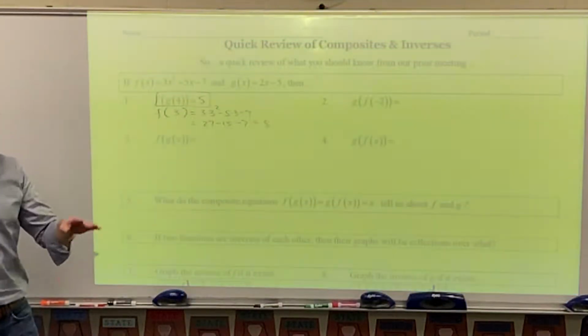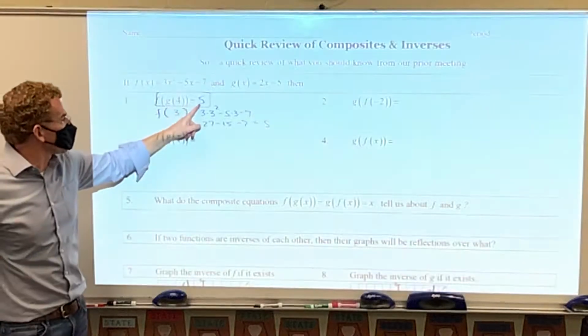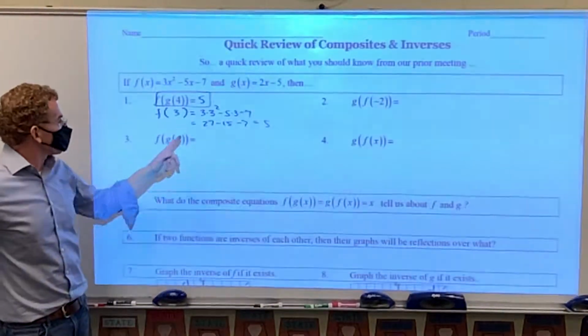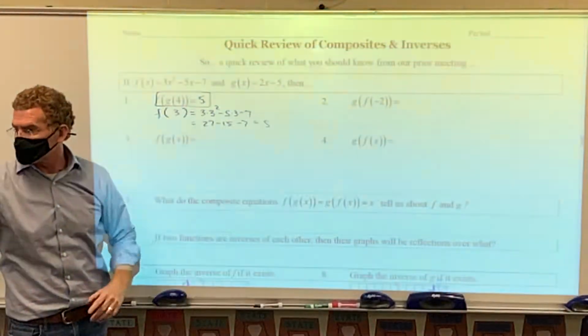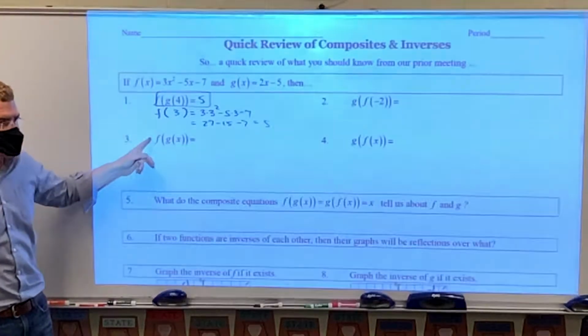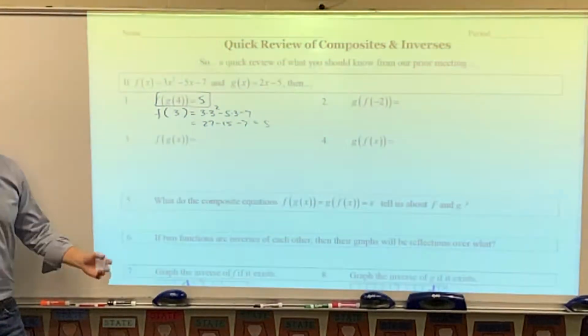Show as much or as little work as you want, but know that if that number's wrong and I don't see even that, then I can't give you any partial credit. But if you had made a careless mistake there and said 7 or whatever, I could look at your work and go, oh, that's a careless error. So the more you show, the better off you are in stuff like this.